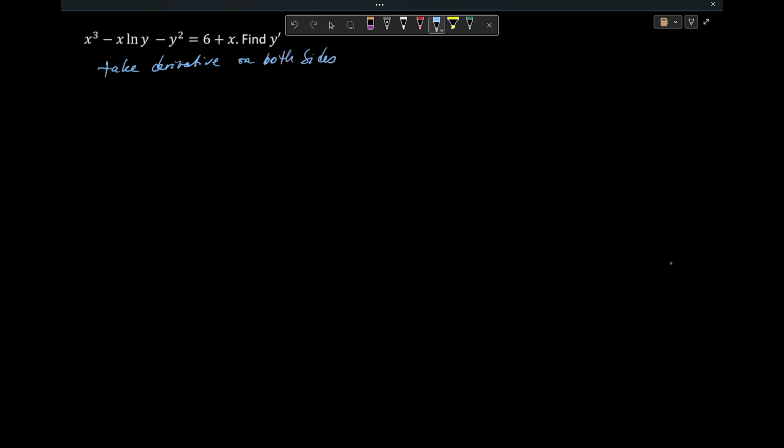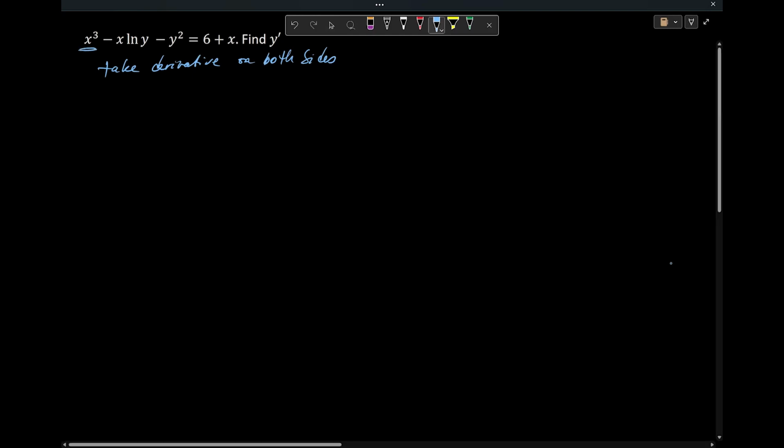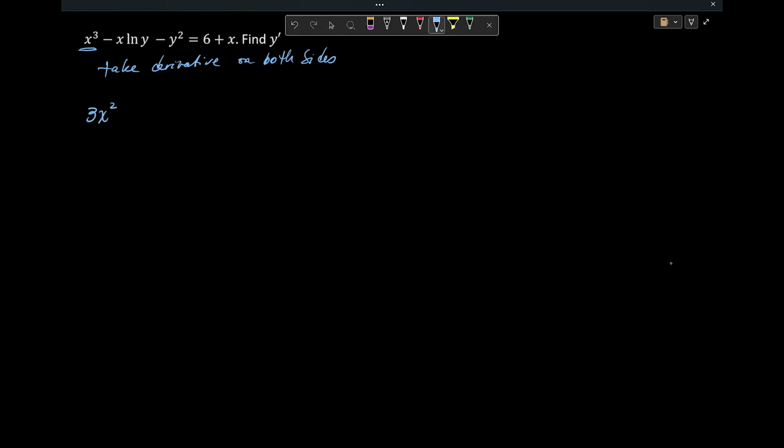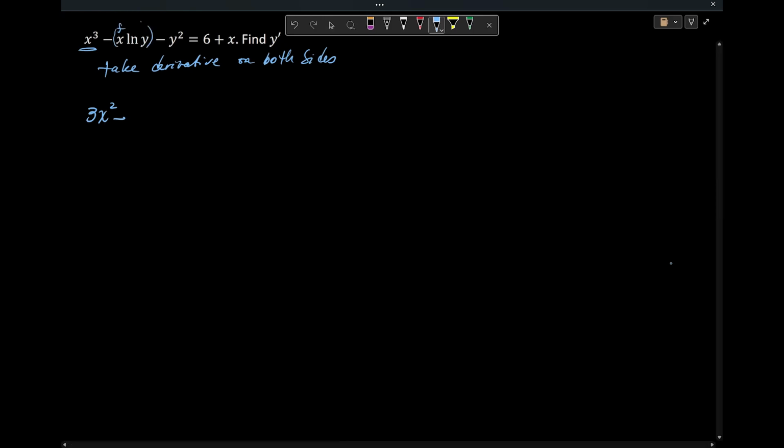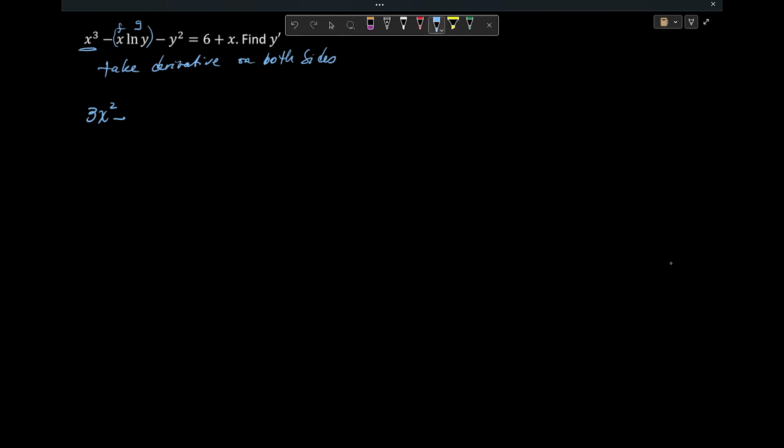So let's do it. So here's the first term. What is its derivative with respect to x? Again, this is 3x squared, the regular power rule. Minus, now I'm taking the derivative of this. Here's the f, here's the g, two things multiplied. They both are functions of x. So what is the derivative? The derivative is the derivative of the first, I want to explicitly put it, times the second, plus the derivative of the second times the first.